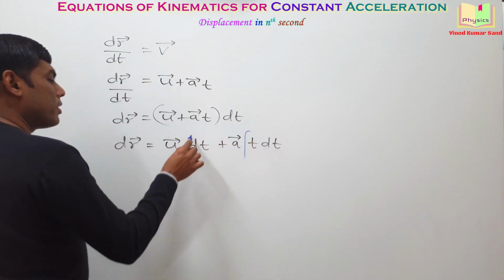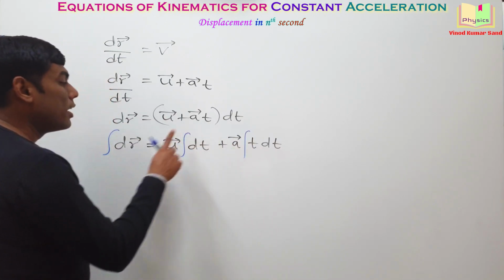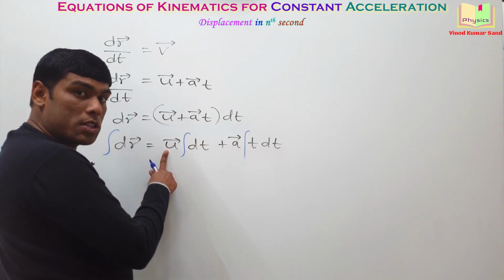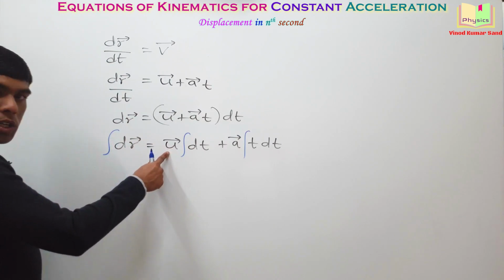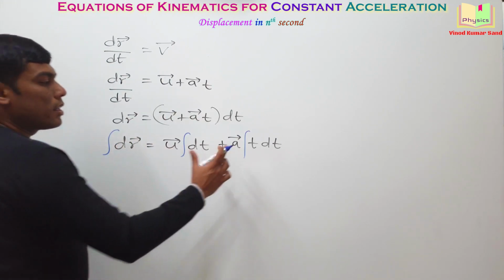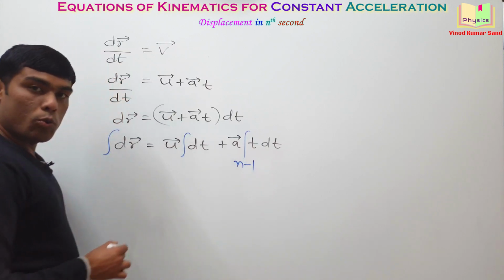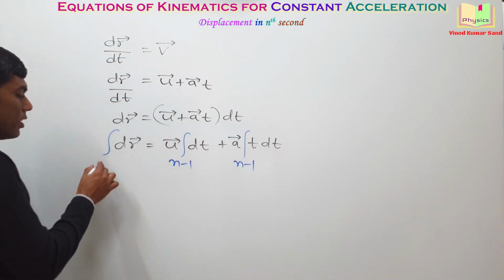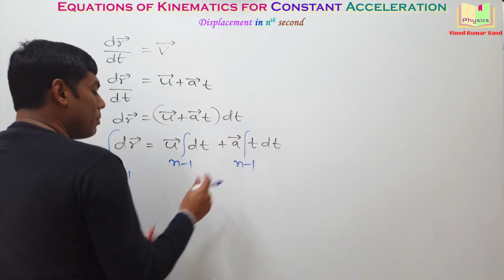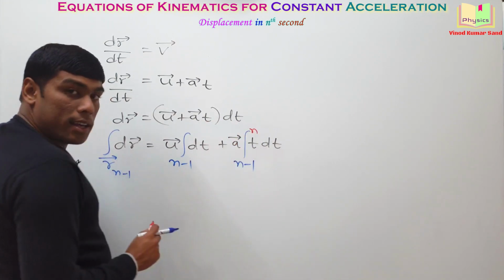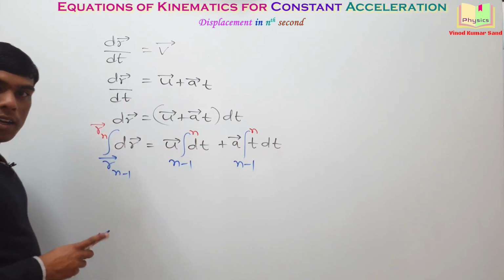Let us integrate both sides. Acceleration is constant, so it is taken outside of the integration. Initial velocity u is a constant, as I derived in the previous derivation, so it is also taken outside of the integration. The lower limit of the time we consider as n minus 1 second, and this position we call R(n minus 1), and the upper limit of the time we consider as n, and this position we indicate as Rn.